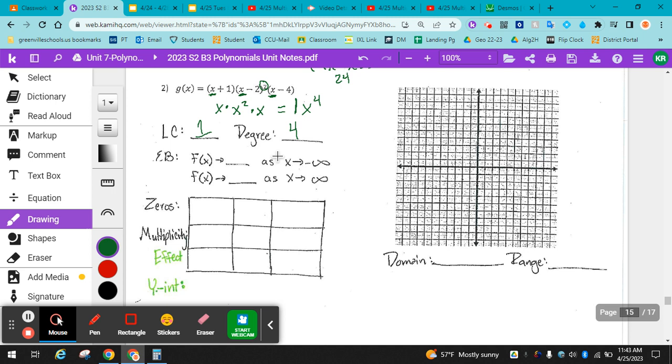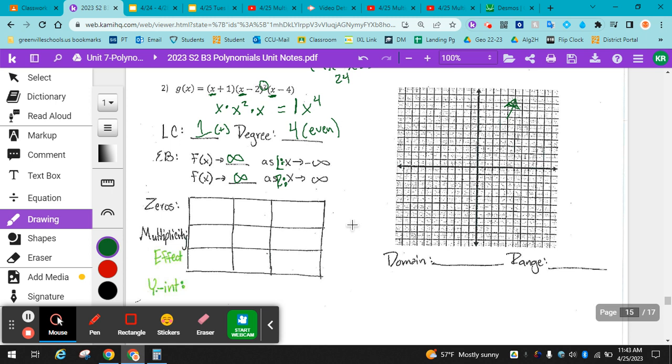This is the left side because that's when x's are negative. This is the right side. Since my leading coefficient's positive, my right side goes up. Since my degree is even, my left side also goes up. Even, they do the same. Even the same, odd opposites.